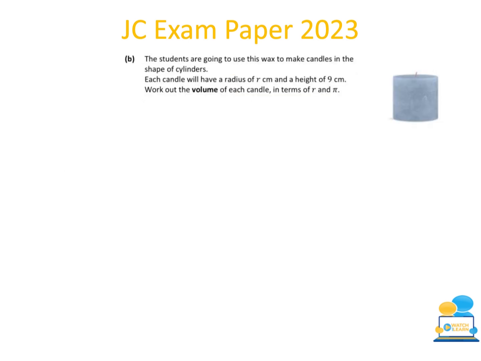Okay, part B of this question says the students are going to use this wax to make candles in the shape of cylinders. Each candle will have a radius of R centimetres and a height of 9 centimetres. Work out the volume of each candle in terms of R and pi. So again, this question is asking us to find the volume, and the shape they're asking us to find the volume of is a cylinder. So again, I'm going to ask myself, do I have a formula for the volume of a cylinder? And yes, I do. This formula is in my formula booklet. So if I open up my formula booklet on the correct page, I can input that formula first, again, to get me these nice easy marks.